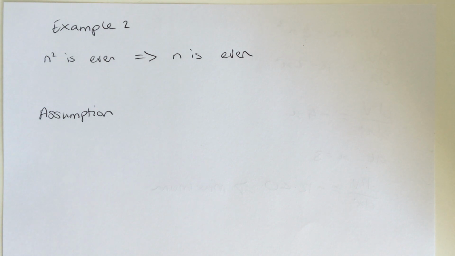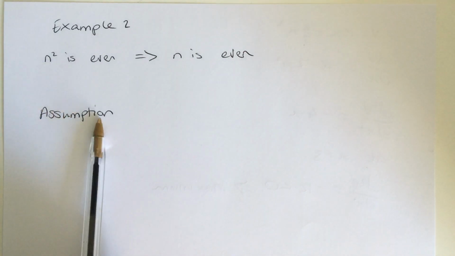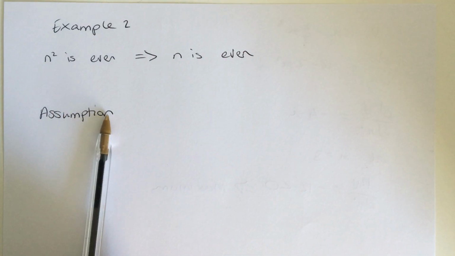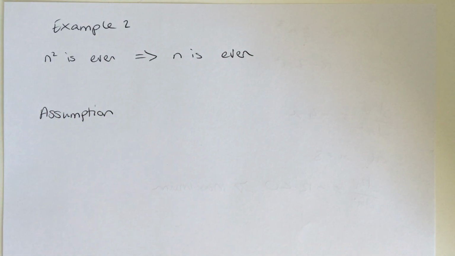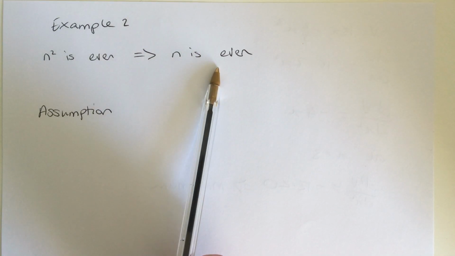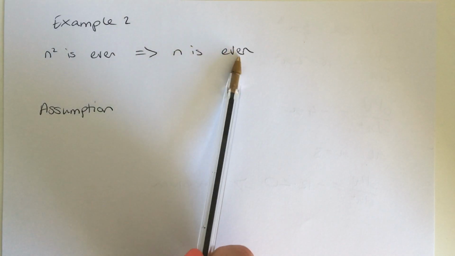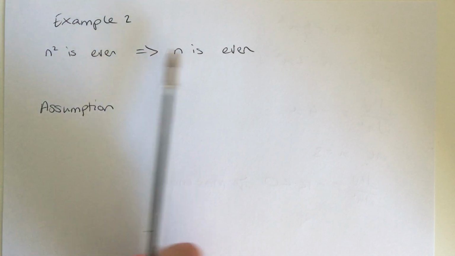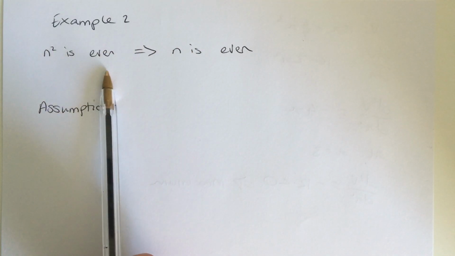Example 1 is fairly straightforward, so hopefully you can just understand that by reading through. But example 2 is slightly more tricky, and the thing that I think is difficult is finding this assumption here. So you're asked to prove that if n squared is even, then n must be even. So it's not necessarily saying that n is even means n squared is even. It could be that for some numbers you get an n squared being odd.